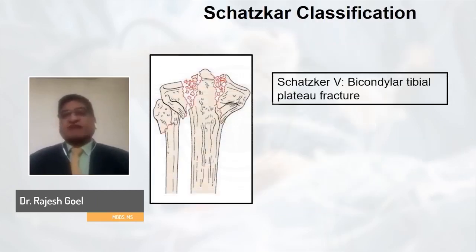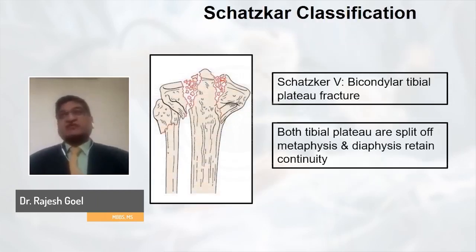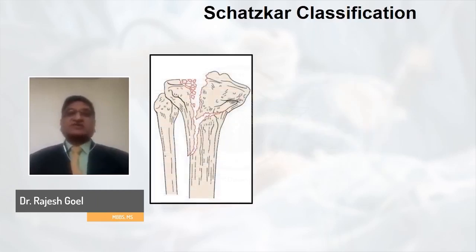Schettker type 5, bicondylar tibial plateau fractures, in which both the condyles are injured. It may be associated with a fracture of the fibula as well, but the diaphysis is still retaining continuity. Mind it, the diaphysis is still continuous, while there are 2 fractures, the medial as well as the lateral tibial condyle. Schettker type 6.